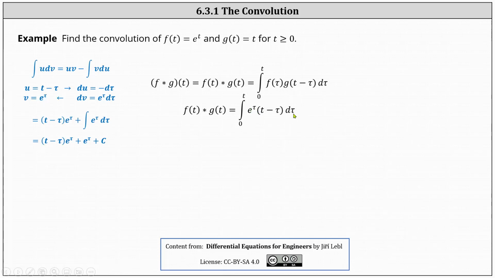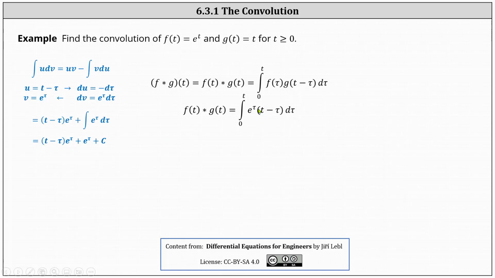To integrate, we need to perform integration by parts, which I've shown here in blue on the left, where u is equal to t minus tau and dv is equal to e to the tau d tau. We differentiate to find du, we integrate to find v, and apply the integration by parts formula. The result is the difference of t and tau times e to the tau plus the integral of e to the tau d tau. Integrating e to the tau with respect to tau, the final result is the difference of t and tau times e to the tau plus e to the tau plus c.